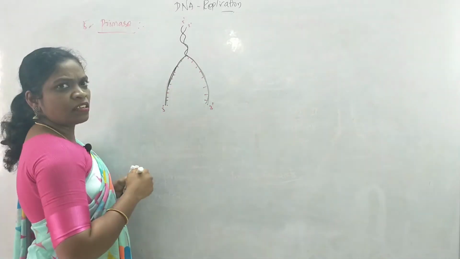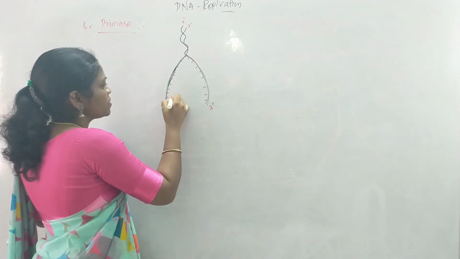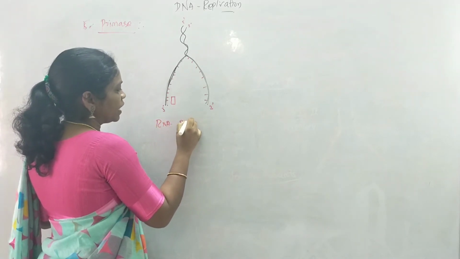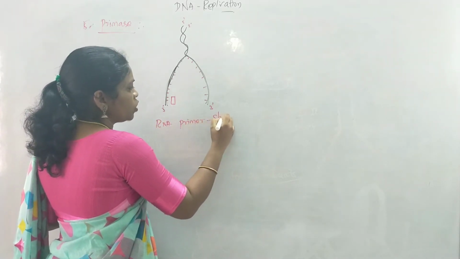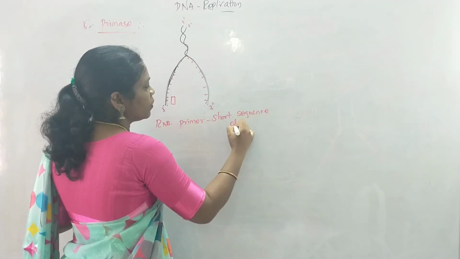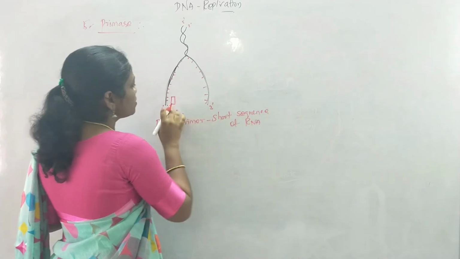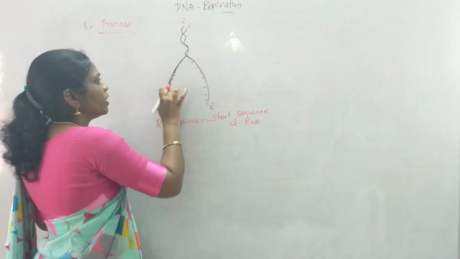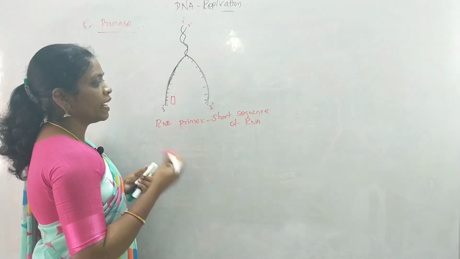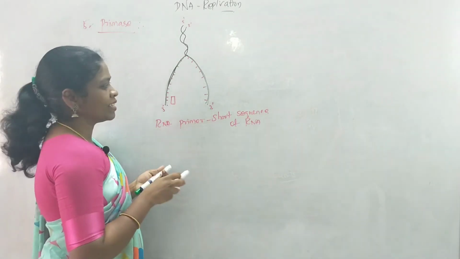So to synthesize a new DNA strand, we need some sequence of RNA that is known as RNA primer. It is nothing but a short sequence of RNA. We need this short sequence of RNA to initiate the process of further extending, or adding, nucleotides to the newly synthesized DNA strand.